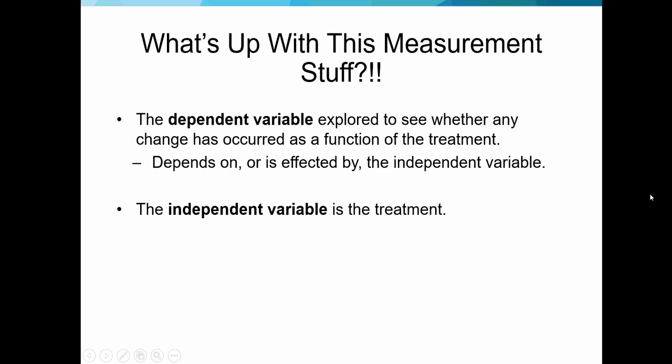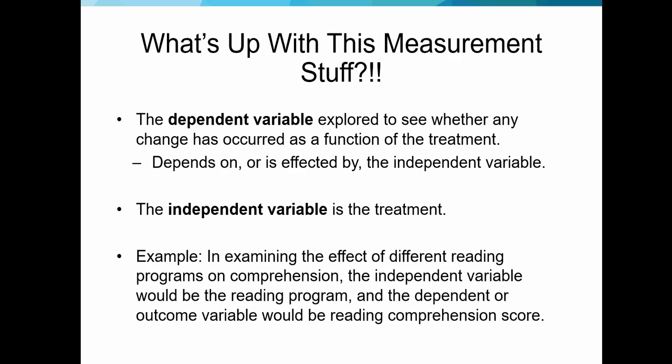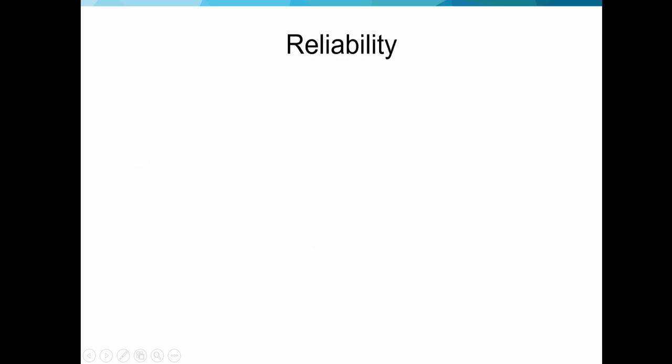With this module, we're going to set aside the independent variable for a minute and really focus on the dependent variable, because this is really important to see how we are measuring what we want as our outcome. So for example, if we are looking at the effect of different reading programs on a comprehension score, the independent variable is the reading program. That's our treatment. The dependent variable is the actual score on the reading comprehension test. So we're going to focus on that dependent variable for this module.